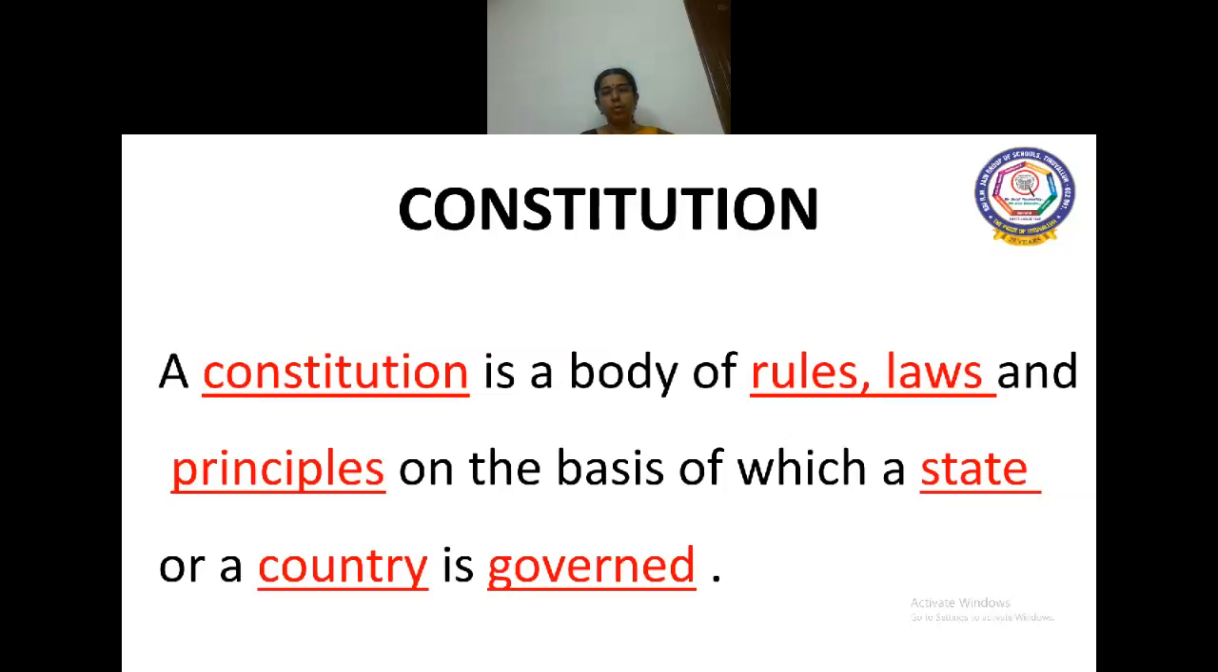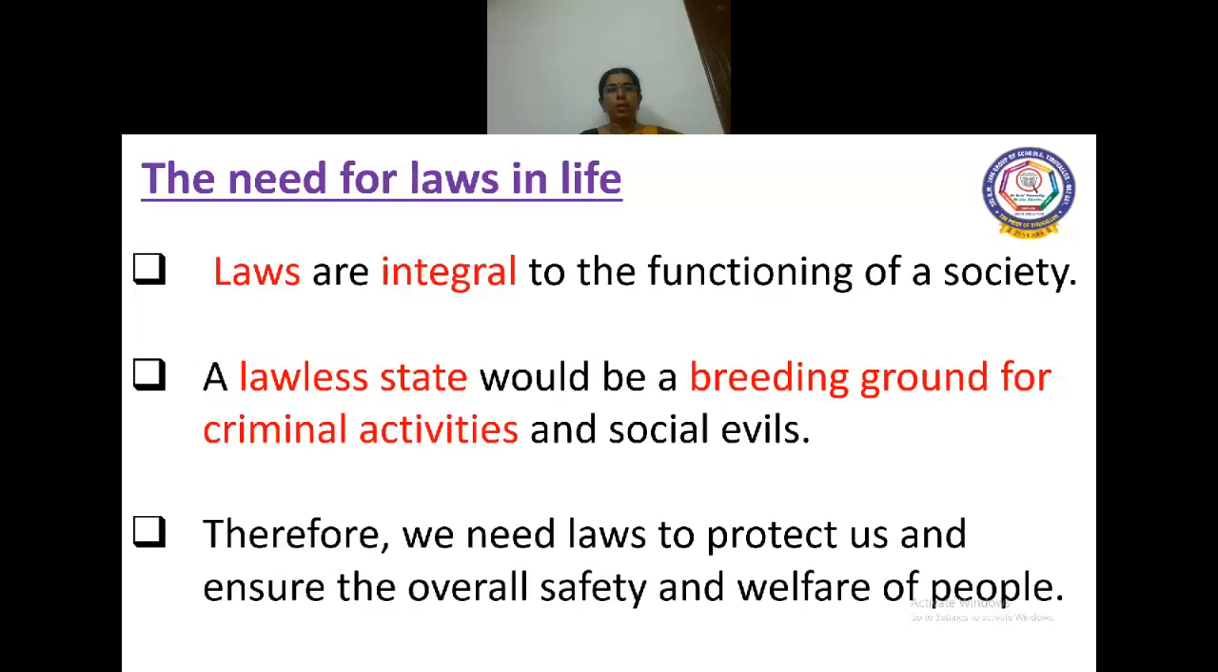Constitution is a body of rules, laws, and principles on the basis of which a state or a country is governed. And our Indian constitution is a written constitution, and it is the longest written constitution in the world. Today we are going to see the next part of the lesson, the need for laws in life.